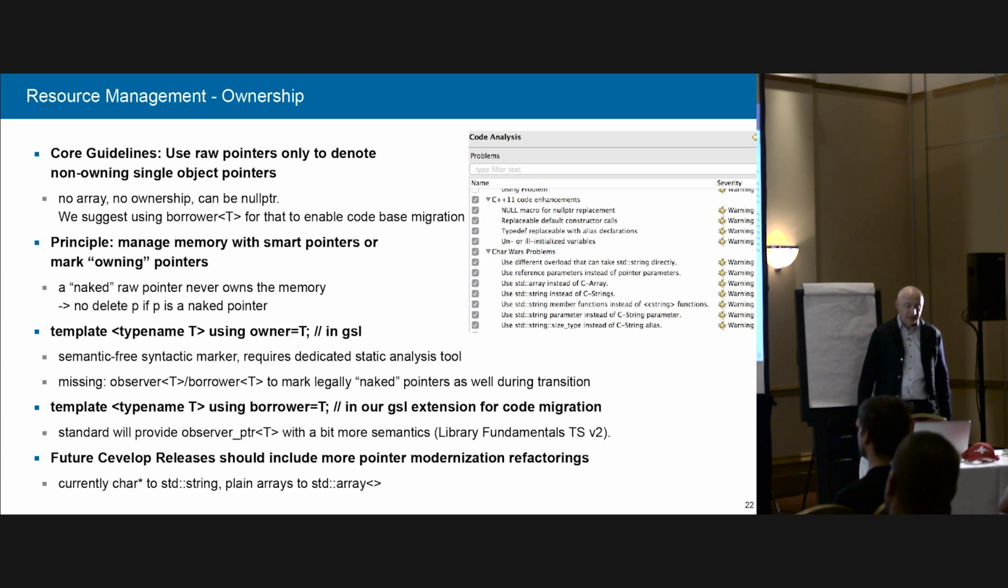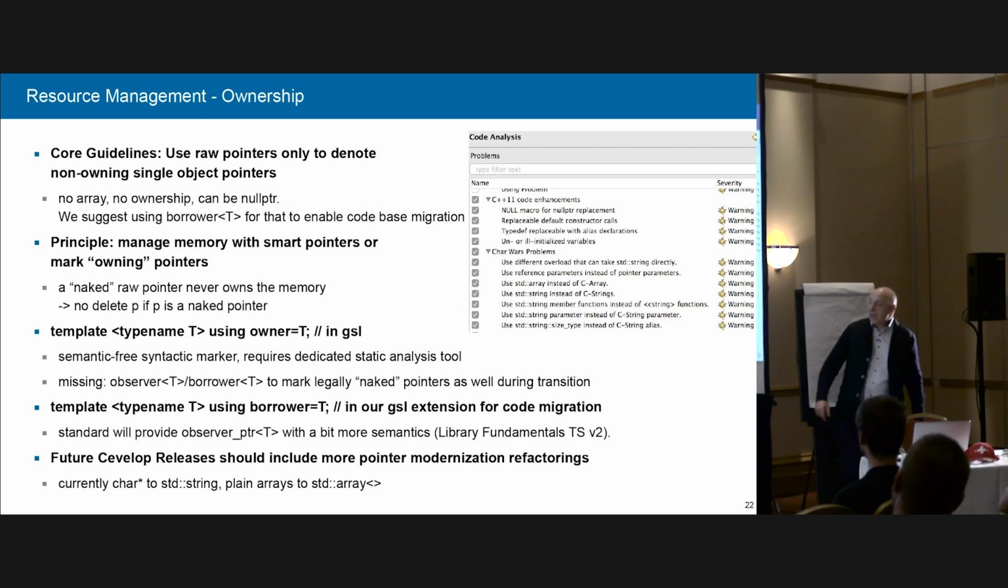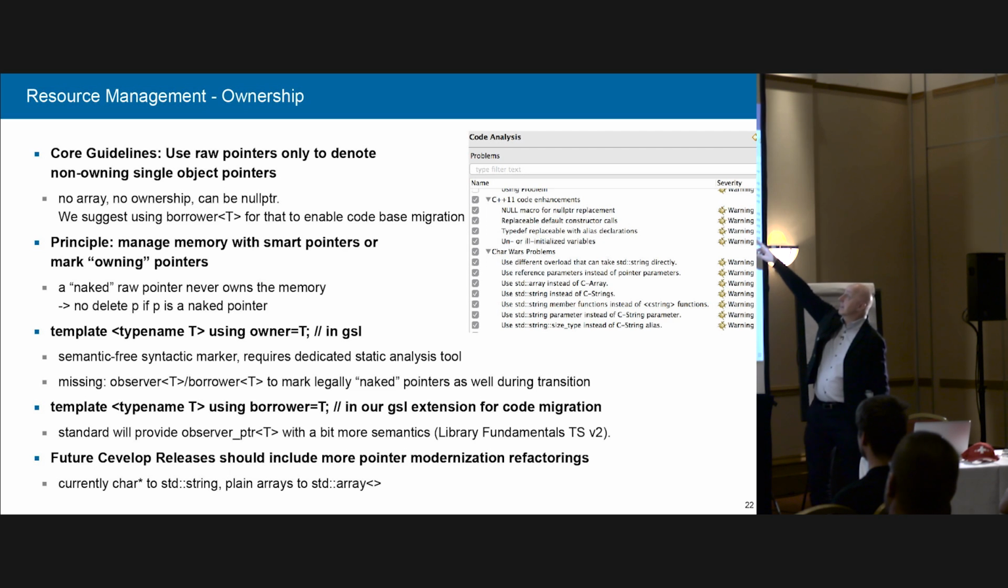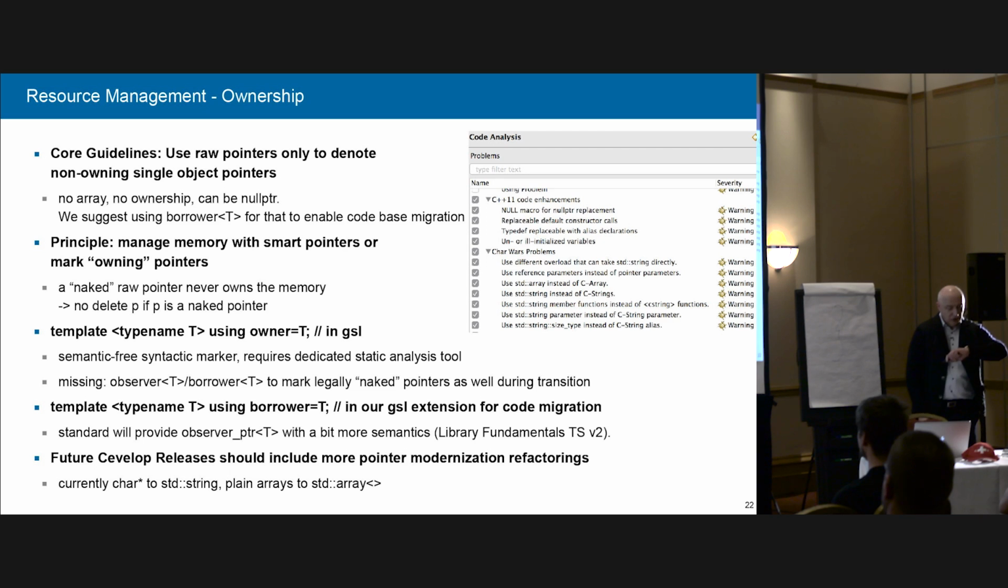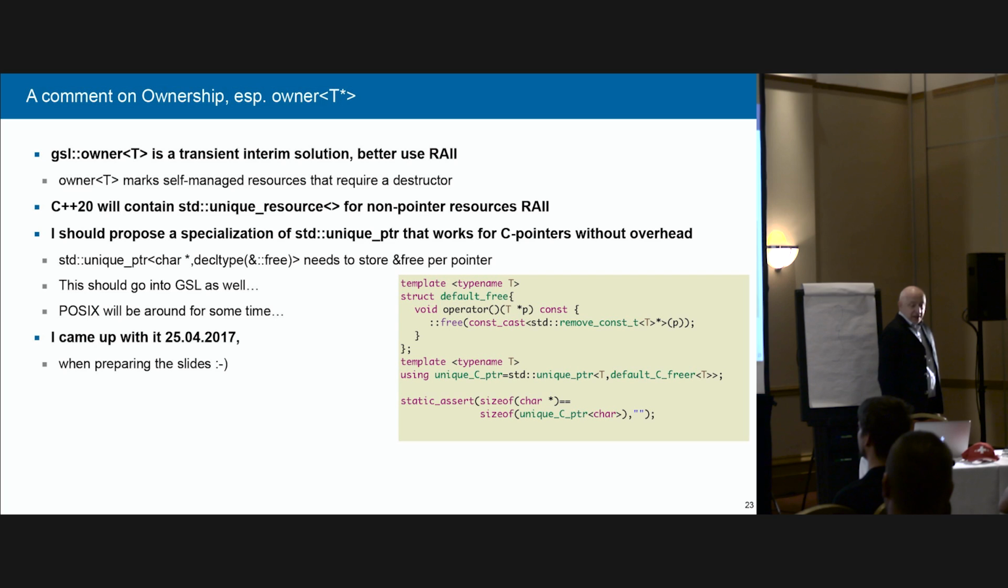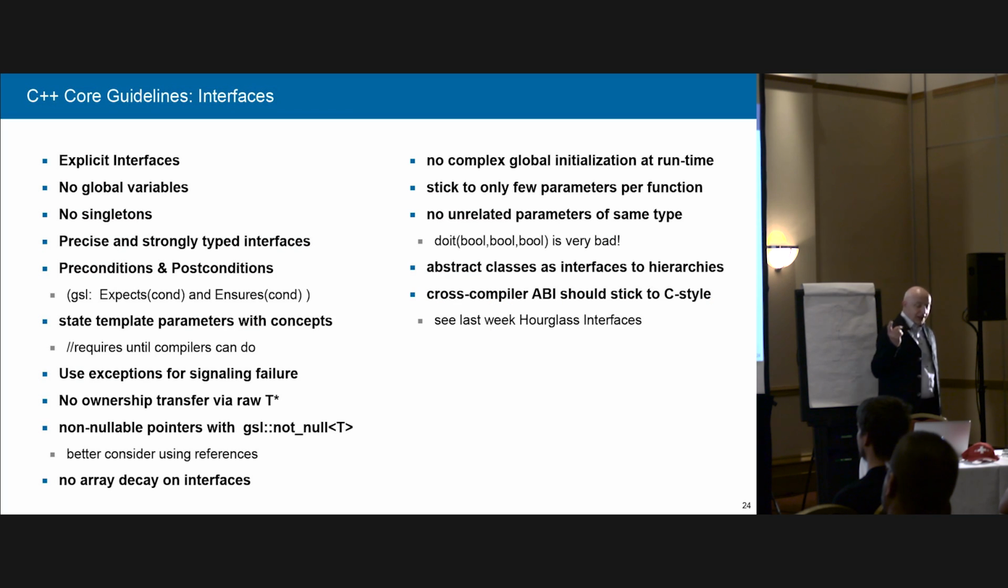No plain memory management, and the marking of owning pointers is kind of a migration path, but not the final stop. Wrap them in an RAII wrapper. And we might have more pointer refactorings. We have some things like detecting C strings and replacing C arrays with std array. I might show you depending on the time. You might run out of that. The owner thing I already talked about, and go to my lightning talk for the rest of that slide tonight. Come to the lightning talks.